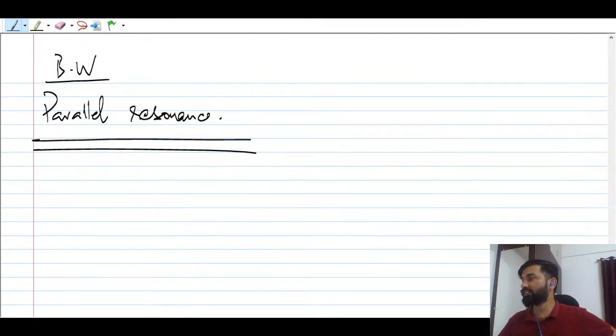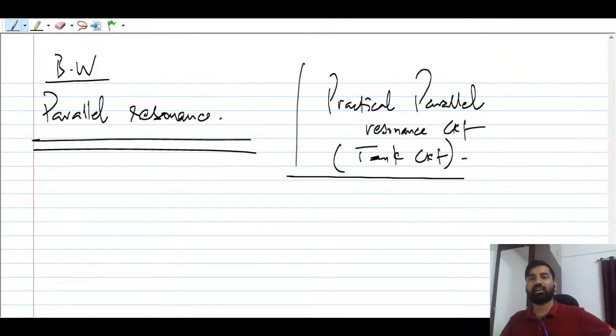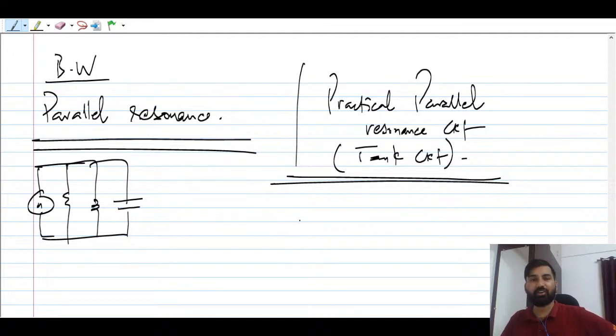And whatever we have discussed, we'll also discuss the practical parallel resonance circuit, or sometimes we call it the tank circuit. Tank circuit. So parallel resonance means we'll see this kind of circuit, simple. One source will be driving the entire circuit here, and the tank circuit will be of this kind, right? And this is very popular.